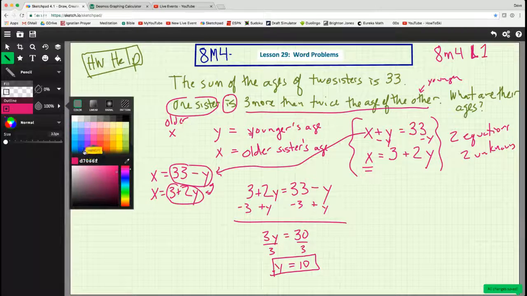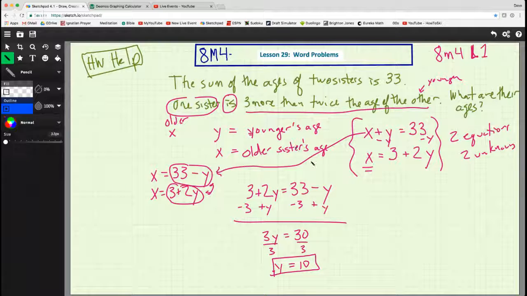Let me just switch up colors just because I can. And let's figure out the older sister's age. Well, we can go back and use either equation. Let's use the second equation. So we'll say x equals 3 plus 2 times 10. So that equals 3 plus 20 equals 23. So x is 23.